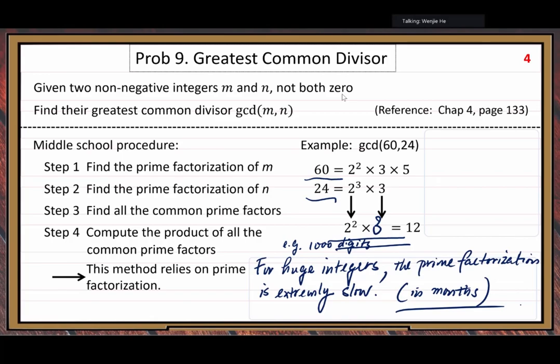If your GCD algorithm relies on this slow algorithm, how can you do it? So you have to drop this middle school method. If you need to find a GCD of two huge numbers, two huge integers, you need to develop some algorithm that does not rely on prime factorization. That's the point.